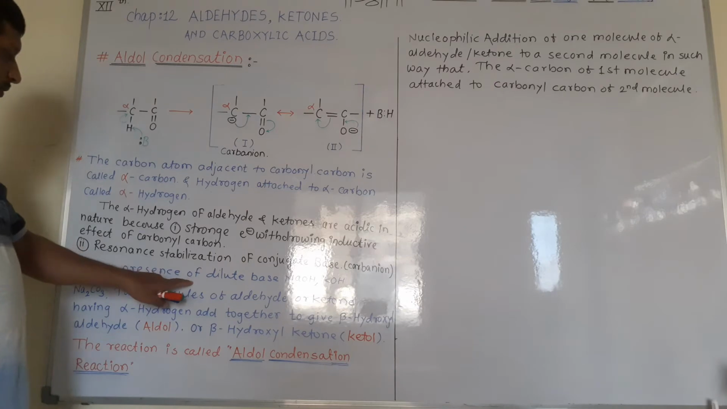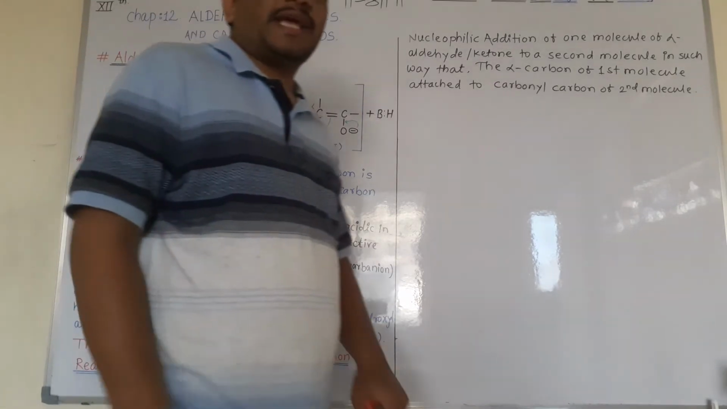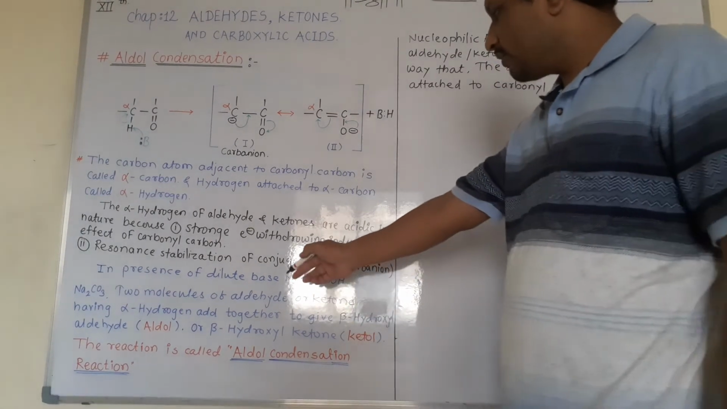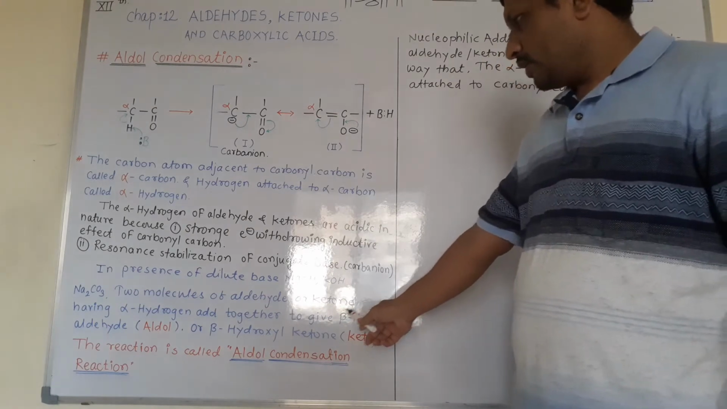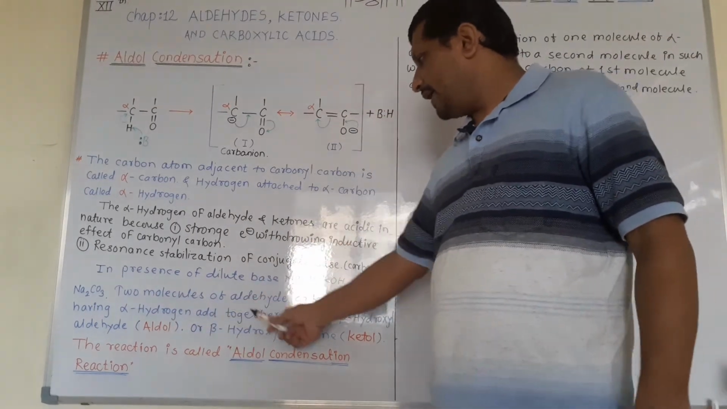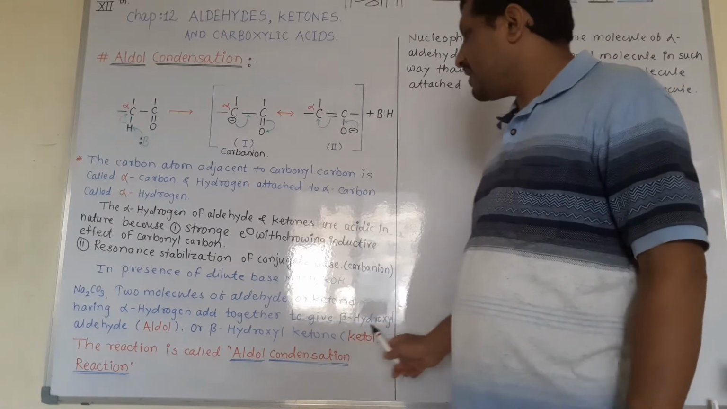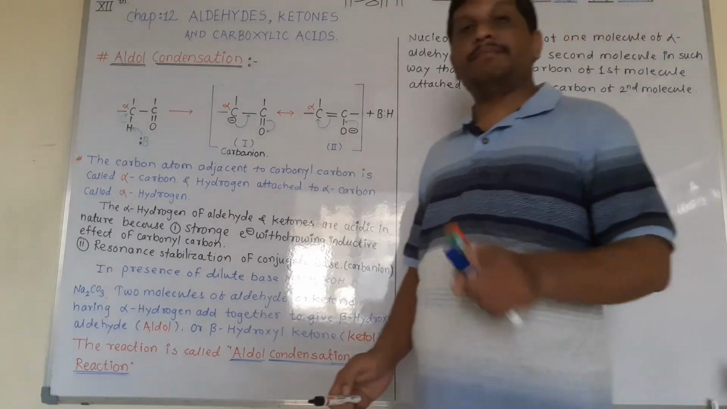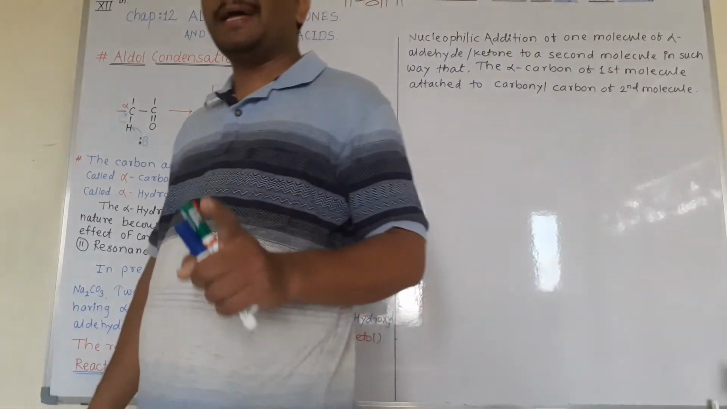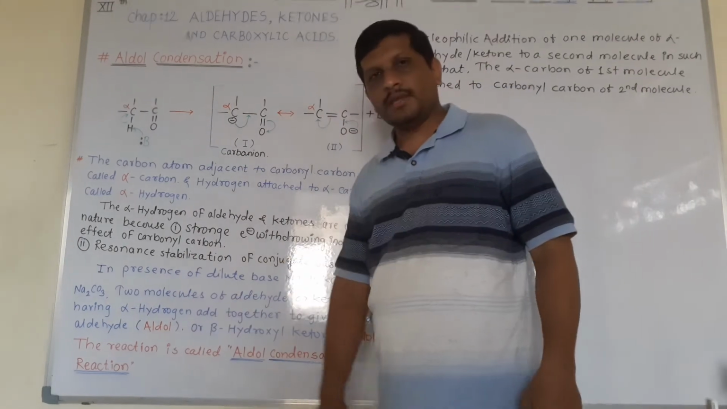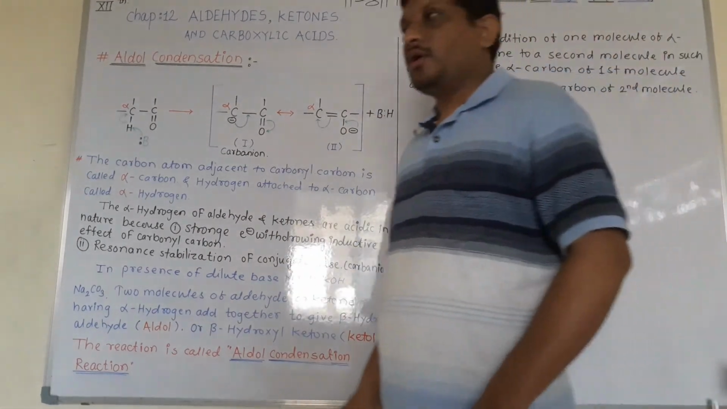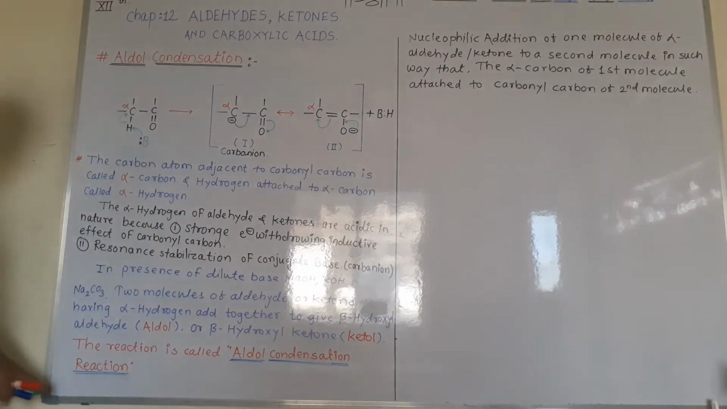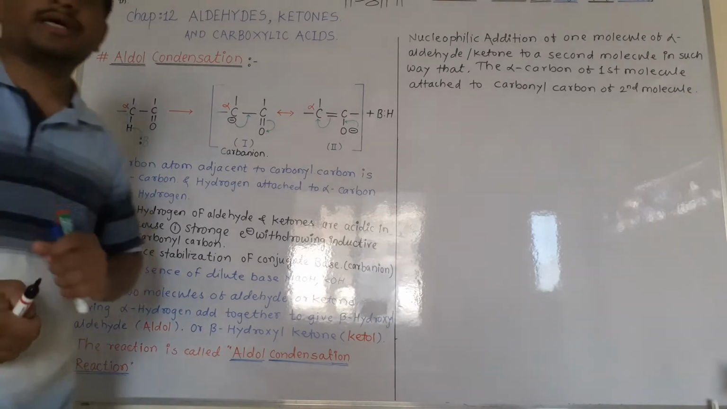Now in the presence of dilute base NaOH, KOH, Na2CO3, two molecules of aldehyde or two molecules of ketone having the alpha hydrogen add together to give the beta hydroxyaldehyde or beta hydroxyketone. That's why beta hydroxyaldehyde is called aldol and beta hydroxyketone is called ketol, and this reaction is known as the aldol condensation reaction.